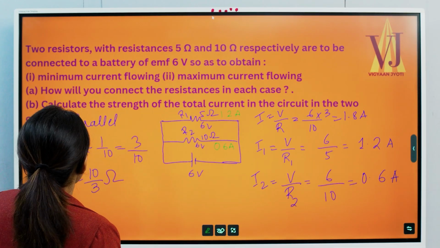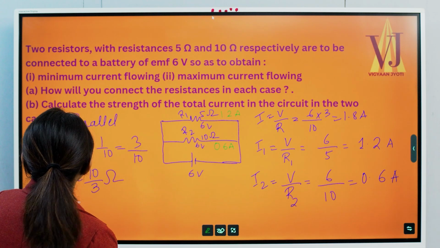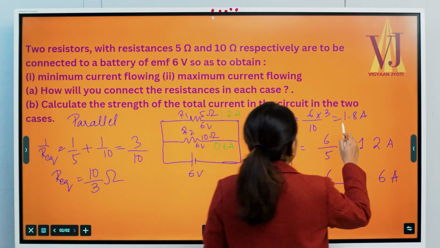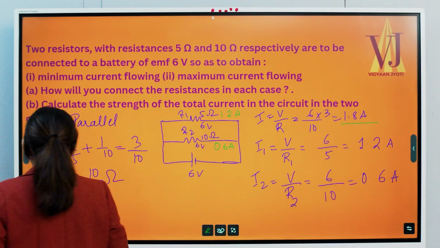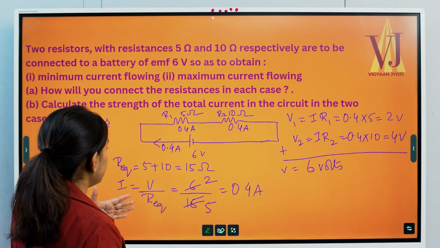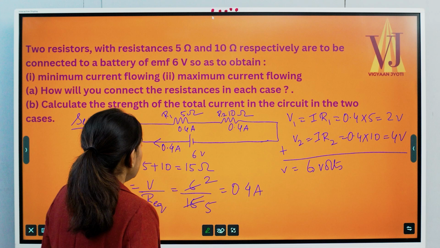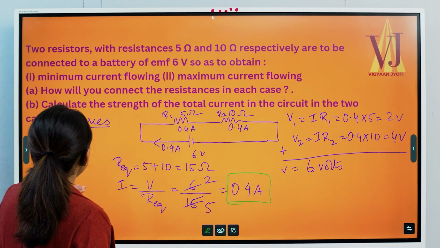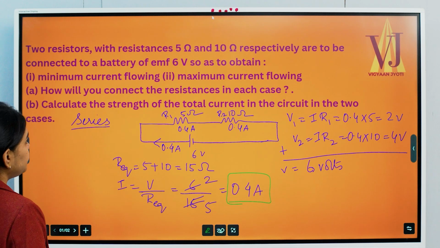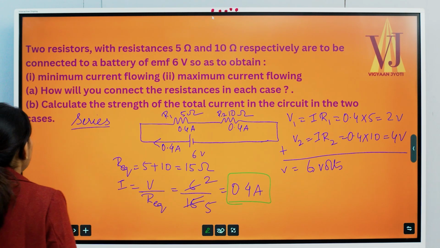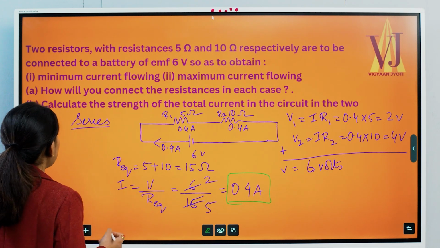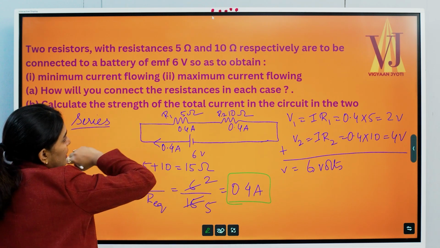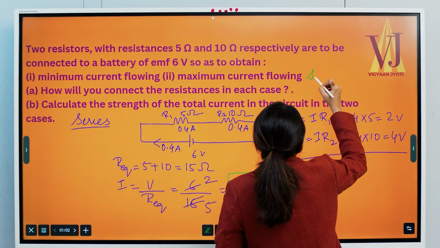Now what they are saying is that two resistors are connected with this battery so as to obtain the minimum current. If you see the overall current in parallel, it is 1.8 ampere. In series, the overall current is 0.4 ampere. So for minimum current, which connection will you use? Definitely series. So if you want to get minimum current, we will use series. That means we can just write here, first answer will be series.